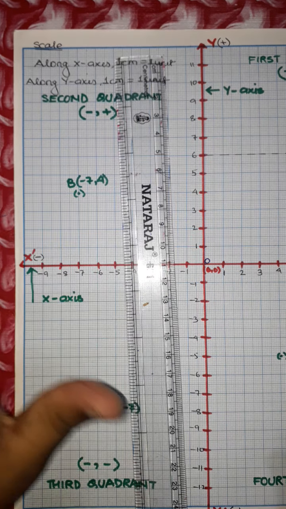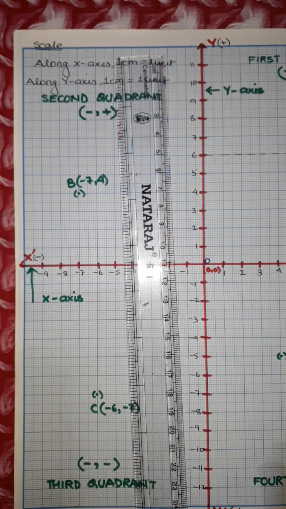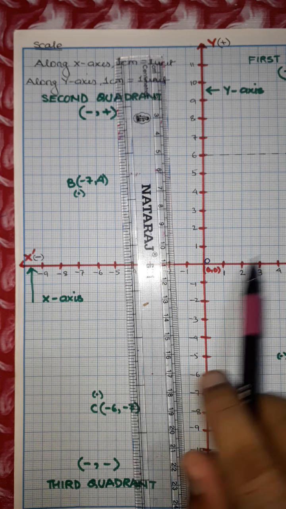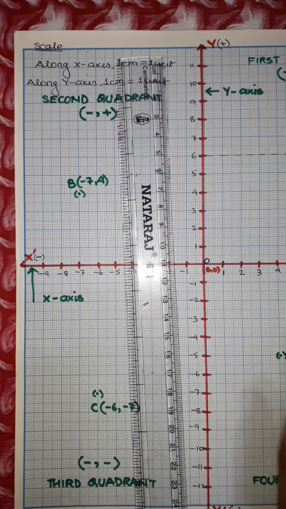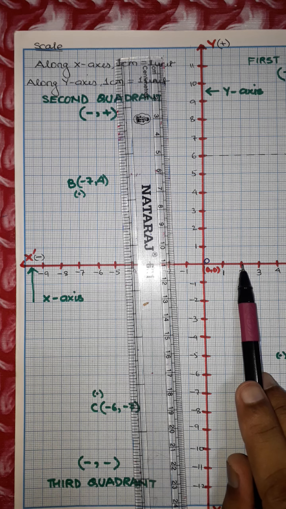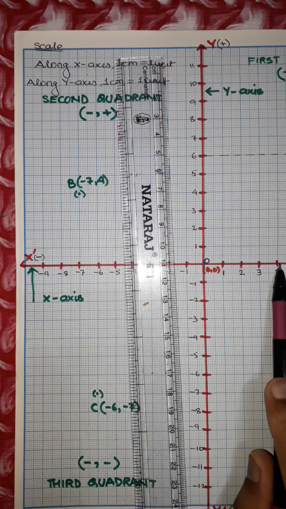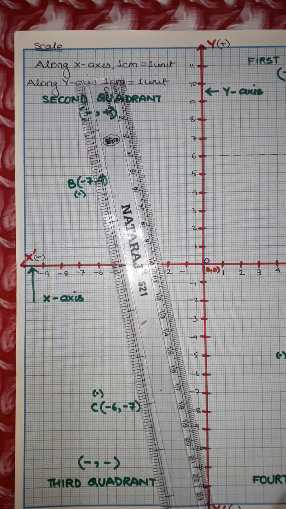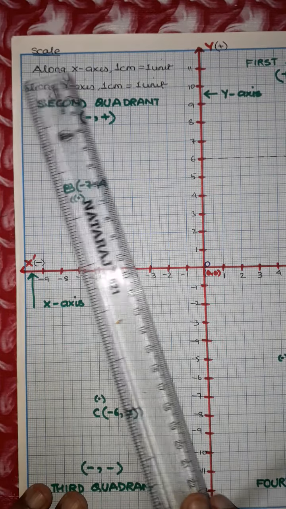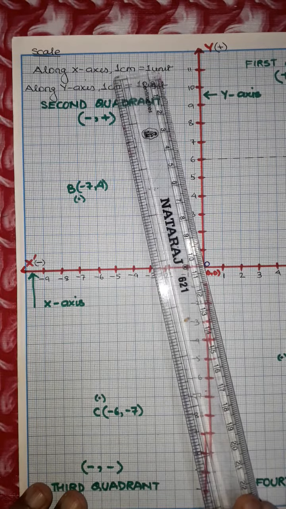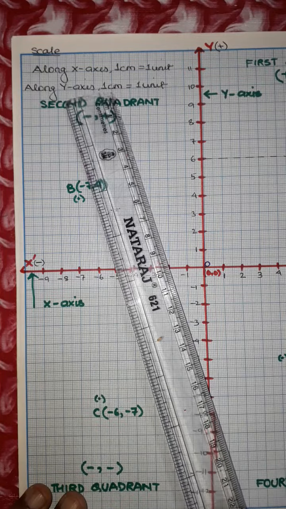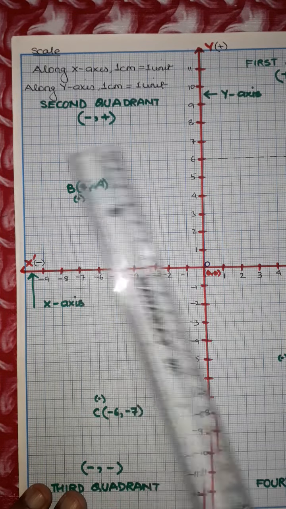Now it depends upon the question. Suppose you are asked to draw the scale, that is along the x-axis, you have to take 2 centimeters. So you can take this much as 1 unit, this much as 2 units. So here I have taken the scale along the x-axis 1 centimeter equal to 1 unit, along the y-axis 1 centimeter equal to 1 unit. Okay, now let's know about the quadrants.